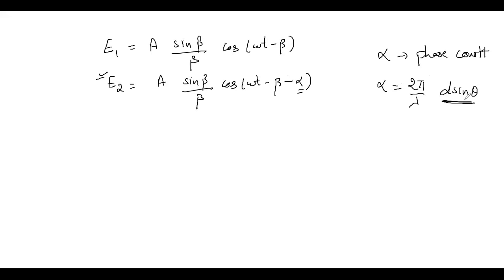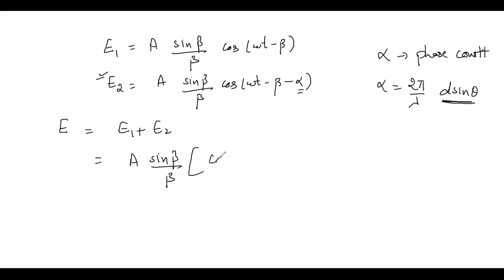If the wave lags this much in path, then in phase it will lag by 2 pi by lambda multiplied by the path difference. Because you know 2 pi in phase is equivalent to 1 wavelength, lambda. And then we said that the resultant disturbance would be the sum of these two terms. We already discussed that in the previous class, and I'm just going through it quickly.